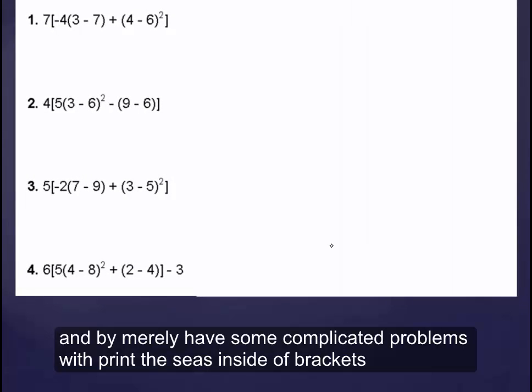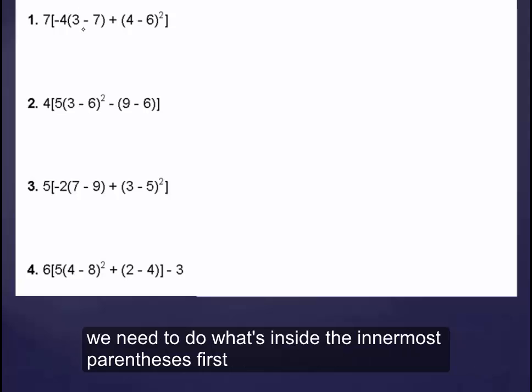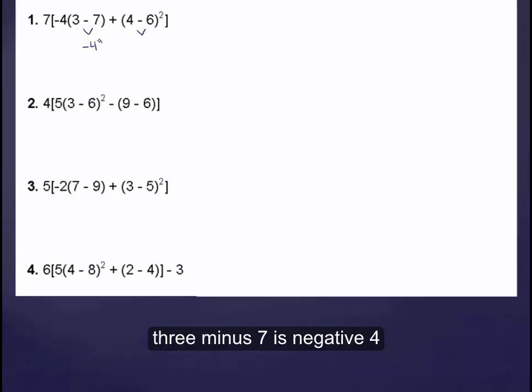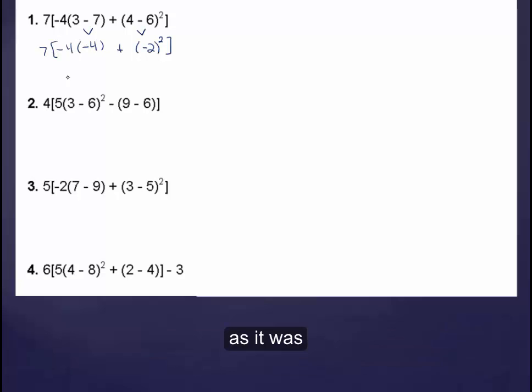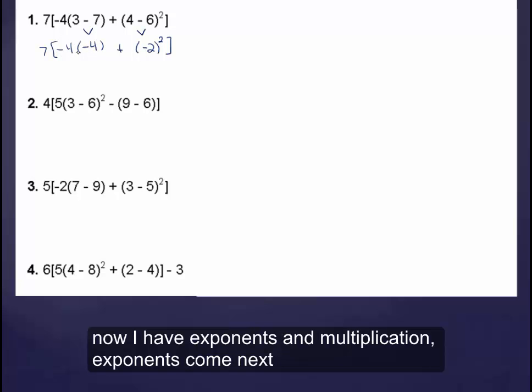And finally, we have some more complicated problems with parentheses inside of brackets. We need to do what's inside the innermost parentheses first. 3 minus 7 is negative 4. 4 minus 6 is negative 2. Everything else I write down exactly as it was. Now I have exponents and multiplication.